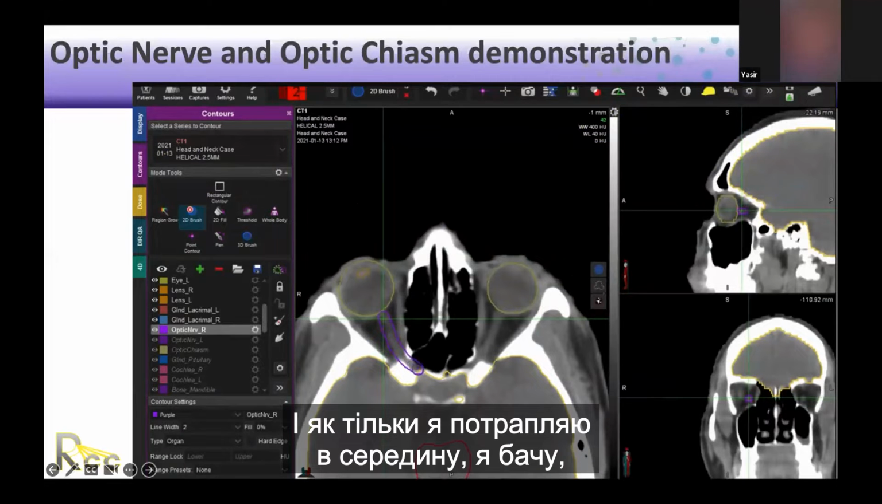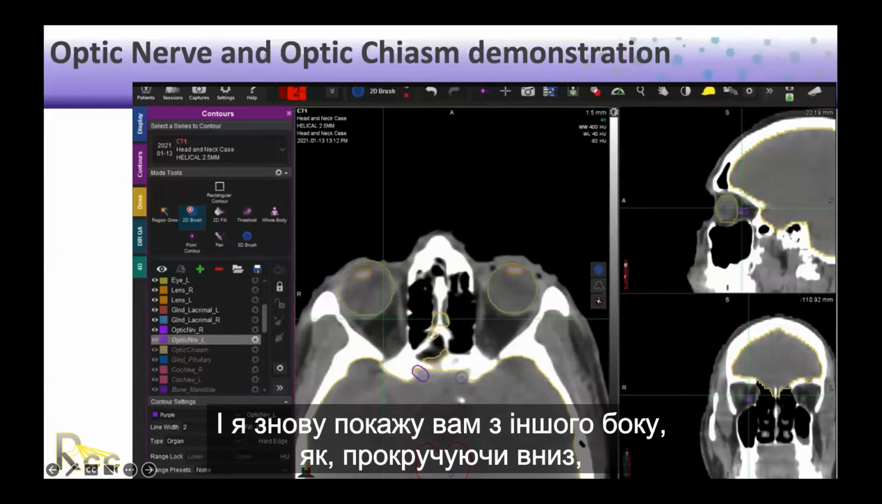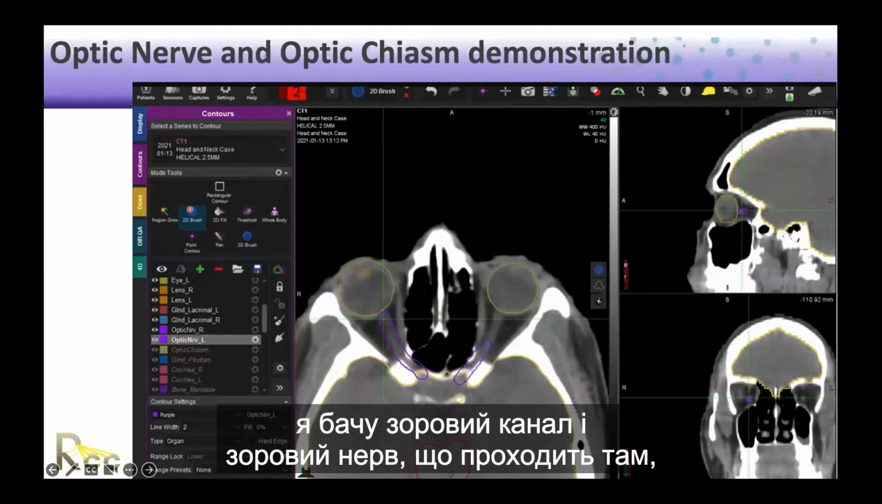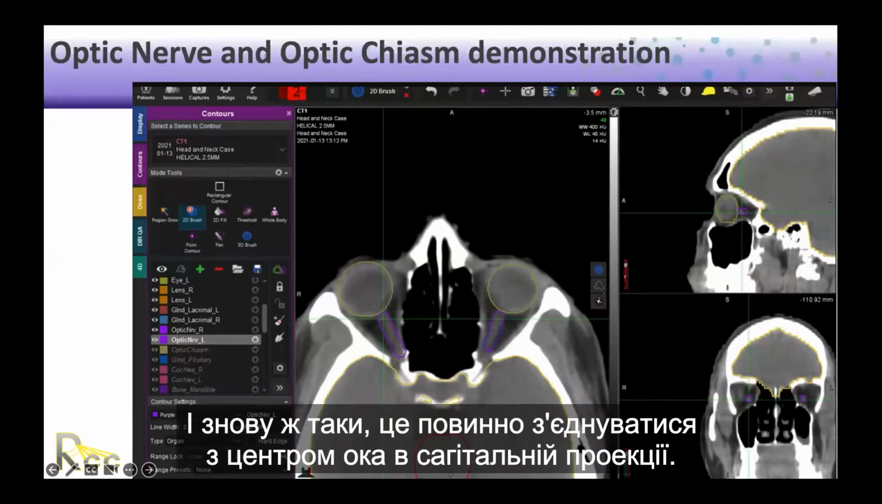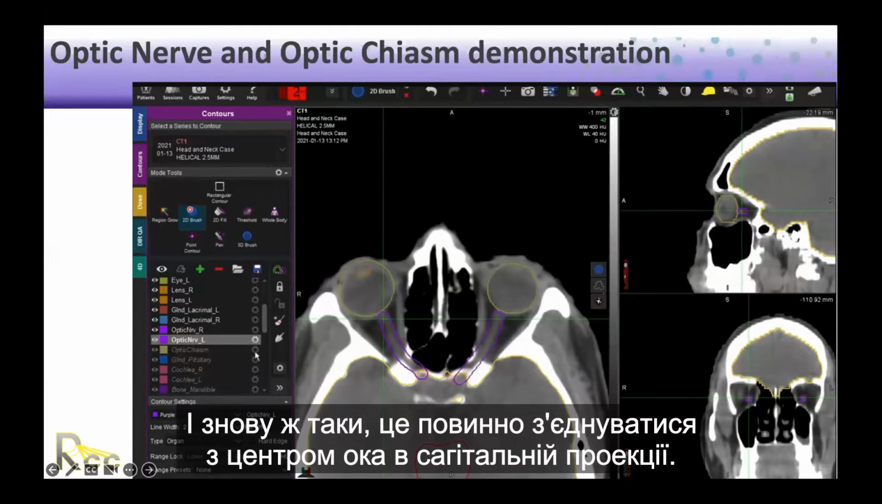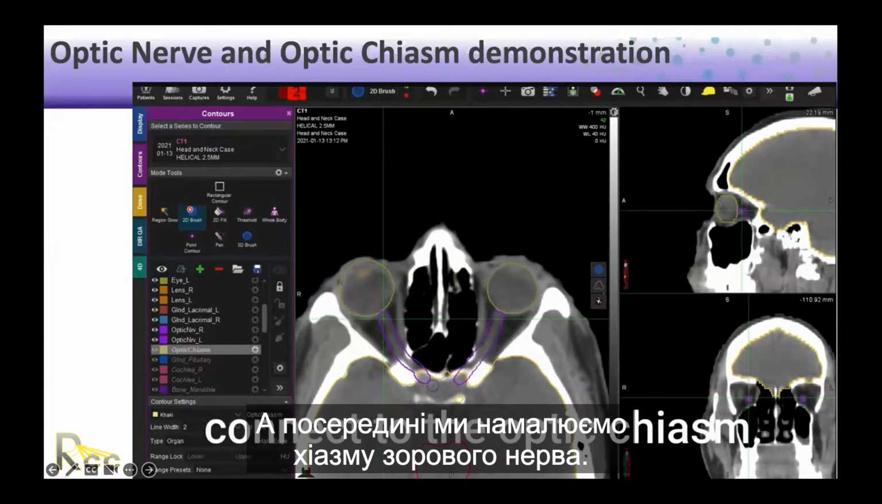And once I'm in the middle, I see that it connects to the optic canal and goes through the optic canal. And I'll show you again on the other side how, as I scroll down, I see the optic canal and the optic nerve goes through there as I'm drawing it. And again, this should connect to the center of the eye on the sagittal view.